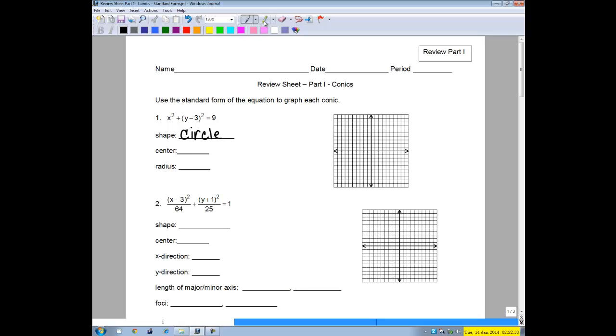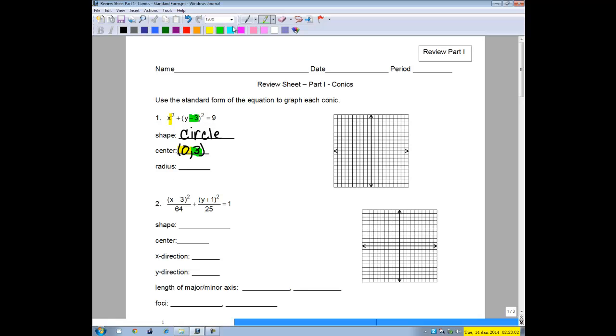The center is found by looking at what is subtracted from the x, which in this case is nothing, and what is subtracted from the y, which in this case is 3. And it's always the opposite sign. Since it says minus 3, it is just a positive 3.